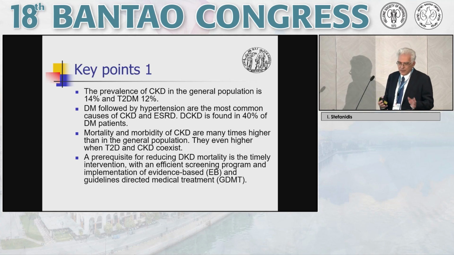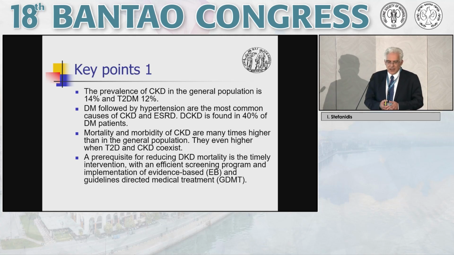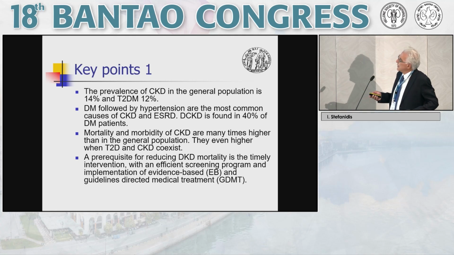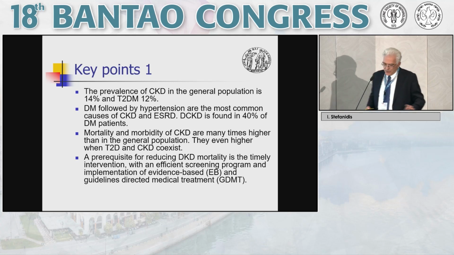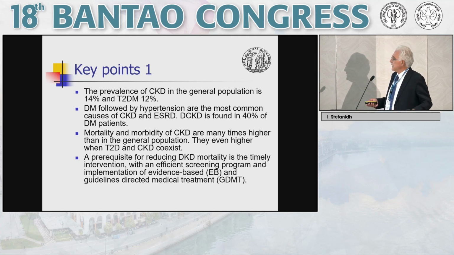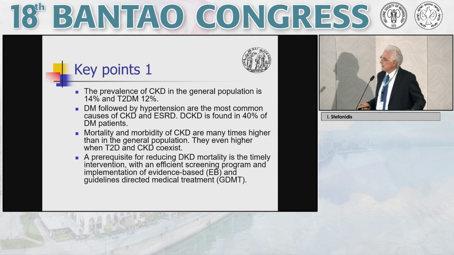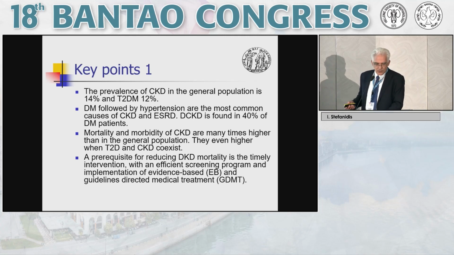Coming to the key points of the introduction, the prevalence of CKD and diabetes is high, 14% and 12% in the general population. The most frequent etiology of end-stage renal disease is diabetic nephropathy, which occurs in 40% of diabetic patients. To follow GDMT, guideline-directed medical treatment, a prerequisite is to diagnose this disease early and begin the evidence-based treatment.